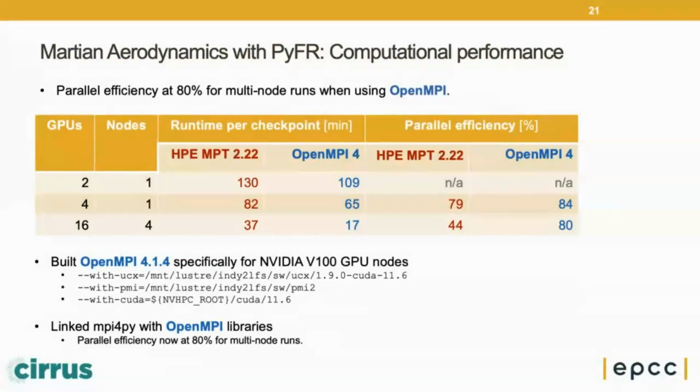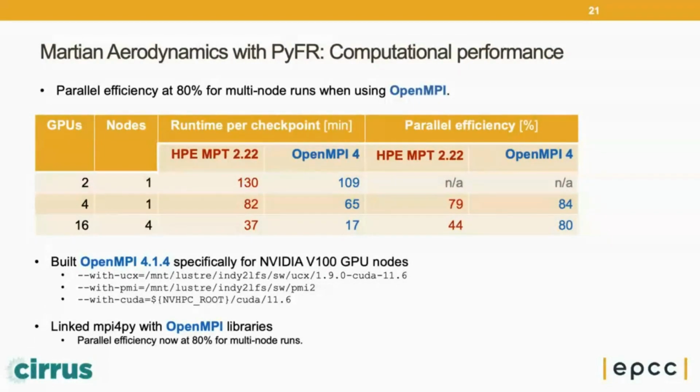And once we've done that, we could then build our central Python module such that mpi4py was linked to the OpenMPI library, and then asked the user to base their local Python environment on this new centrally installed module, which is what they did, and therefore their parallel efficiency improved a lot more when running across multiple GPU nodes.